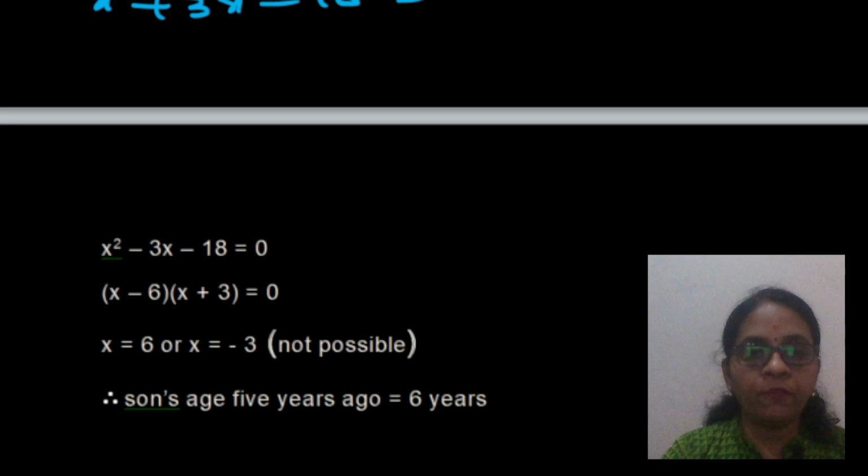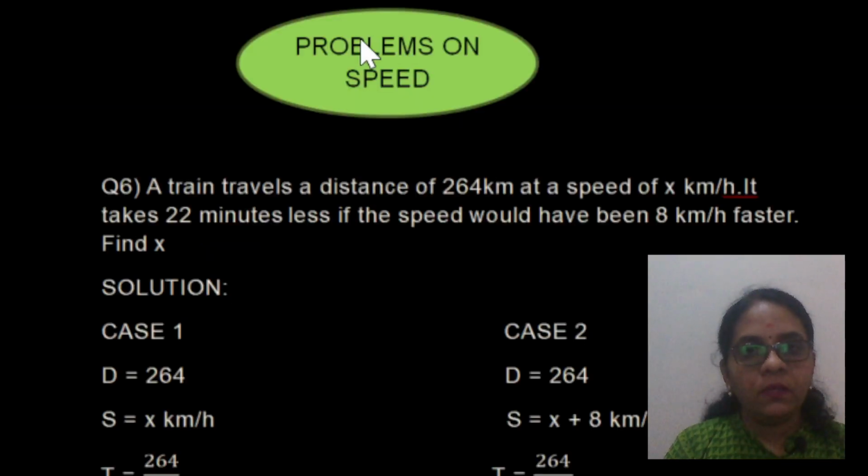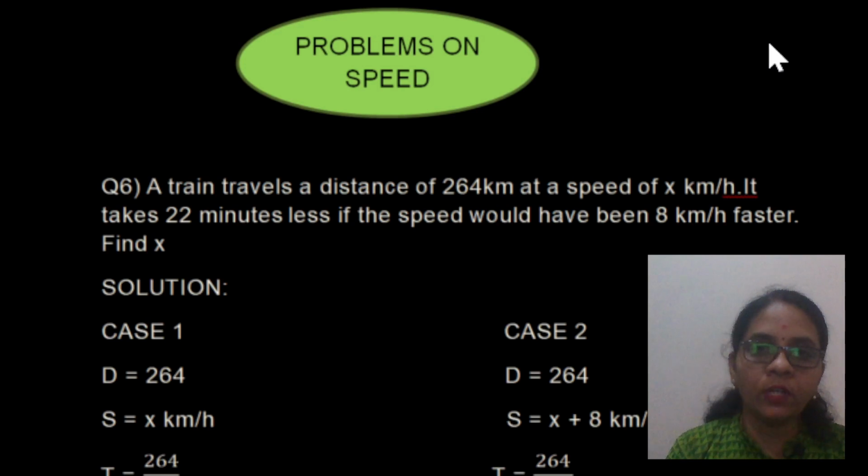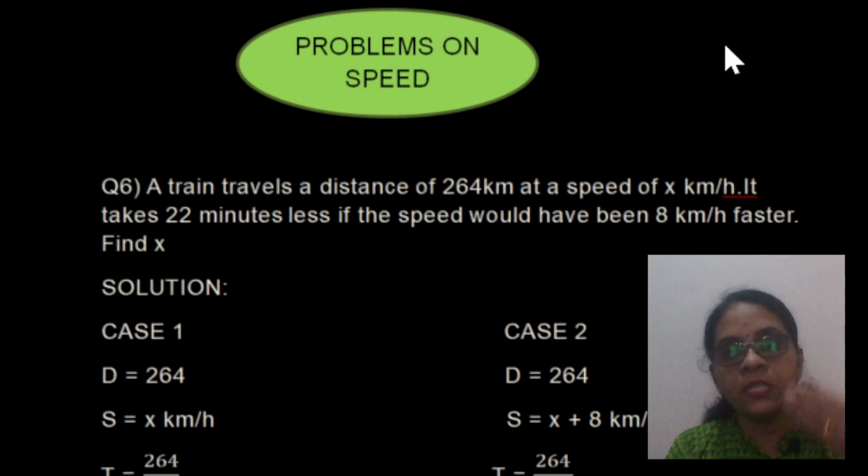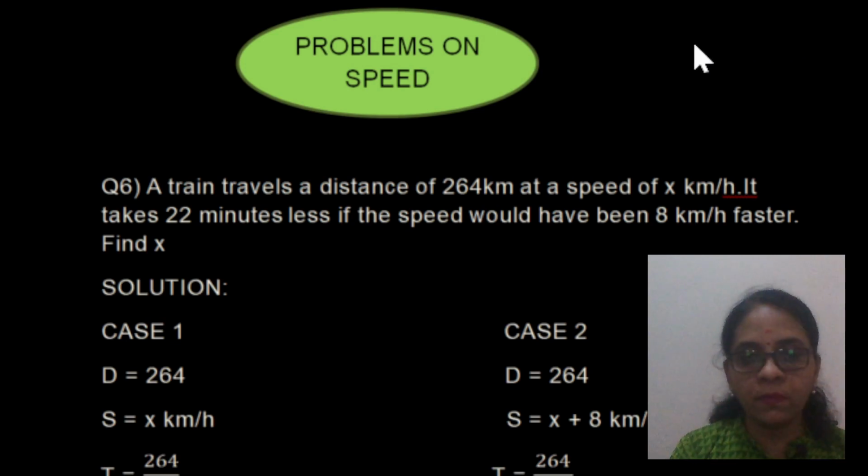So the last kind of models that we are going to discuss will be problems based on speed. So let's see what sums we have to do there. Problems on speed, as we have discussed earlier. In this question, it's given that a train travels a distance of 264 kilometers at a speed of x kilometers per hour. It takes 22 minutes less if the speed would have been 8 kilometers per hour faster. Children, you all jolly well know that if you increase your speed, you will decrease the time taken.